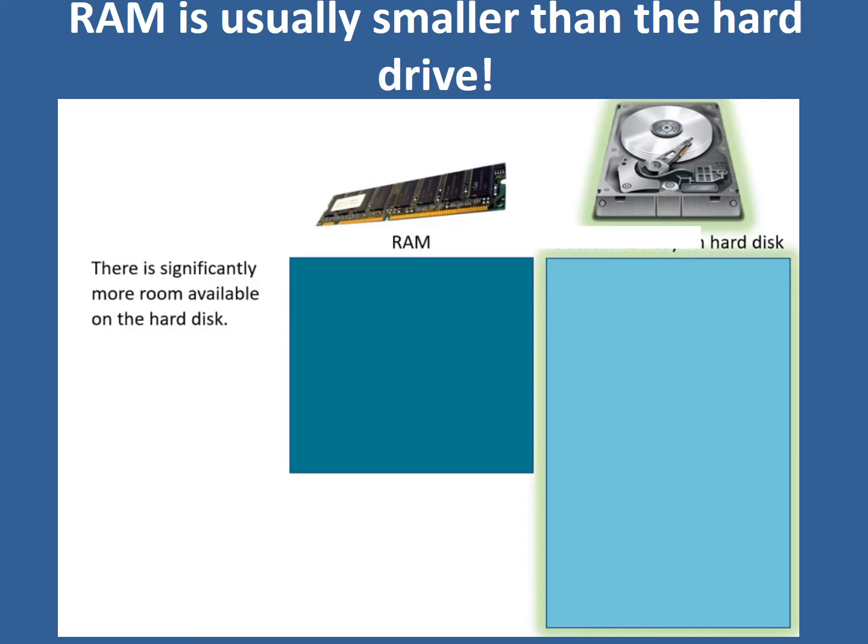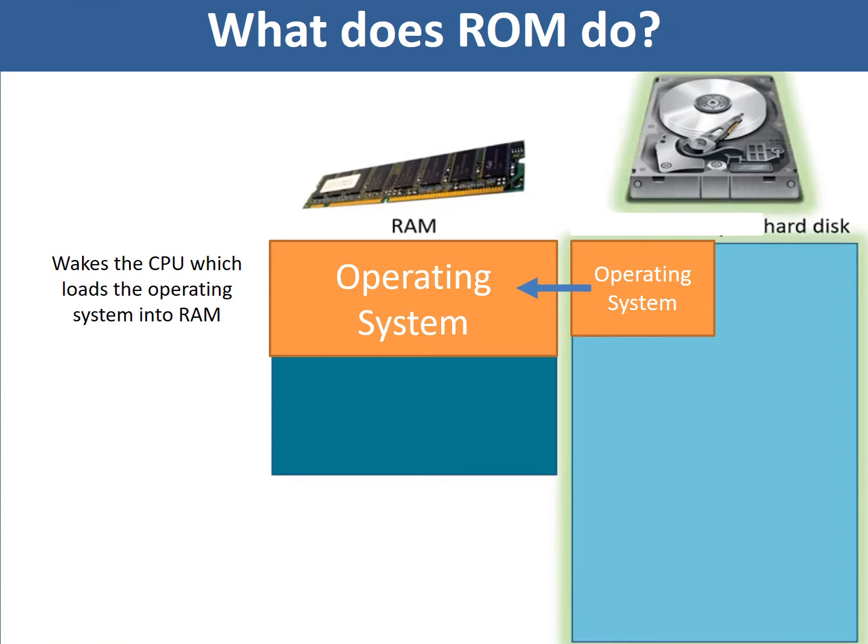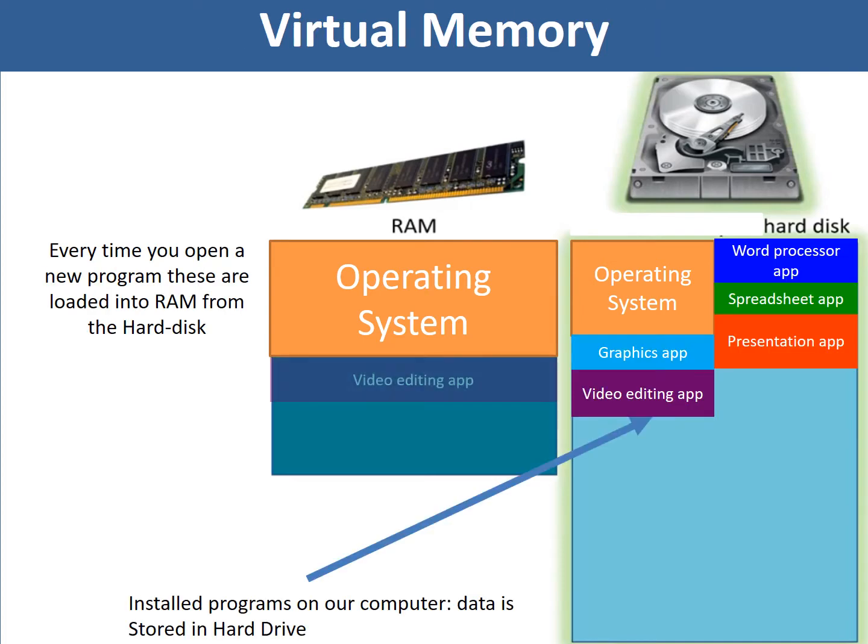Here's an abstracted view of how memory works. On the left you can see RAM, on the right you can see our hard disk or our hard drive. As you can see, there's usually significantly more space on our hard drive than there is in RAM. Remember that ROM holds the BIOS or the boot instructions. That tells the CPU to load part of the operating system from the hard drive into RAM. Here you can see we've moved part of the operating system, but this generally wouldn't be all of the operating system.